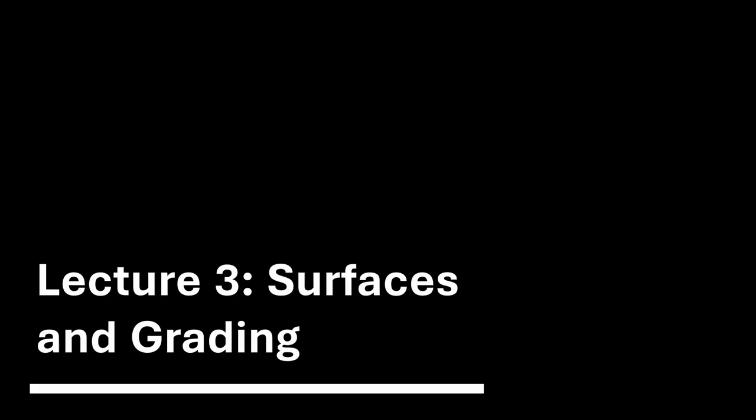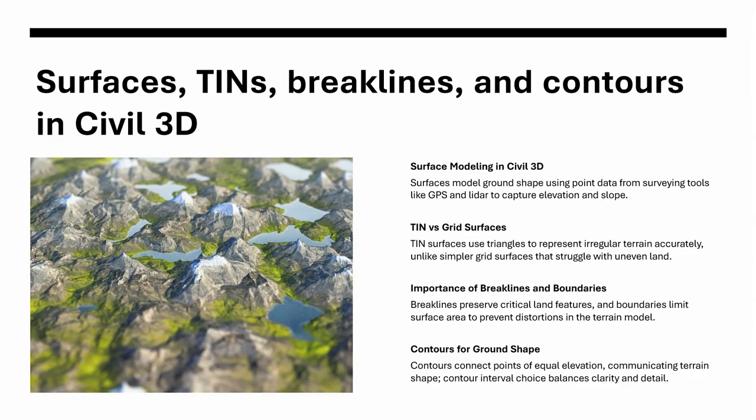Elevation, slope, drainage, and grade are all part of what the survey must communicate. In Civil 3D, that begins with surfaces. A surface is a model of the ground, built from point data. Points come from total stations, GPS, drones, or LiDAR equipment. In Civil 3D, these points can be used to create either a grid surface or a TIN surface.